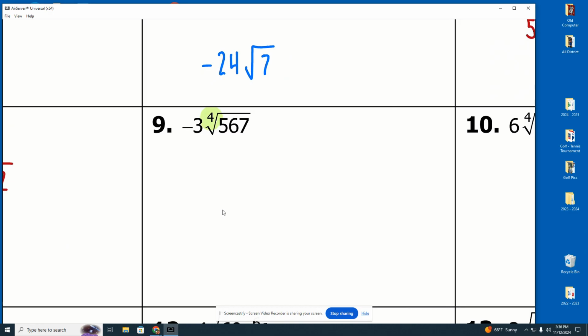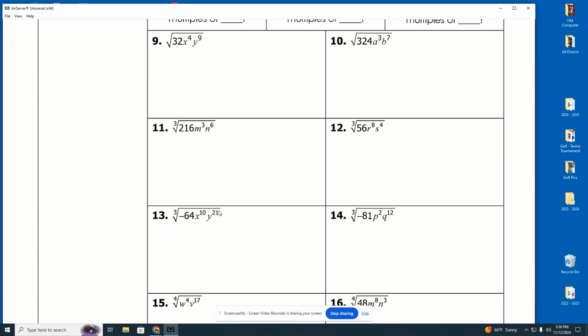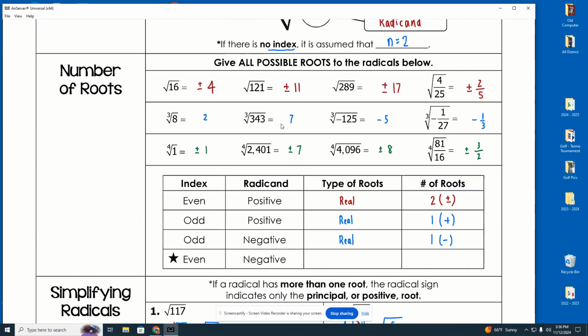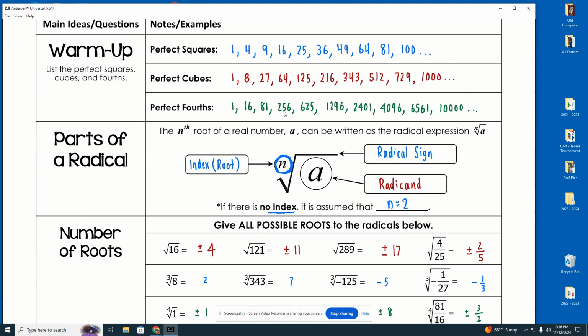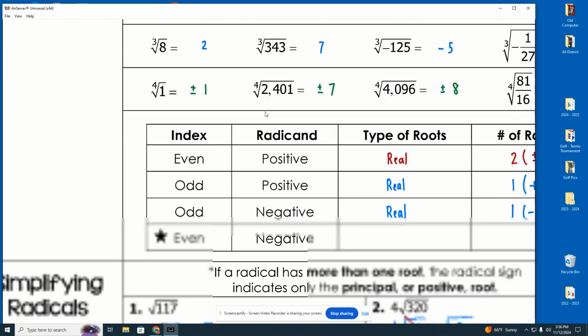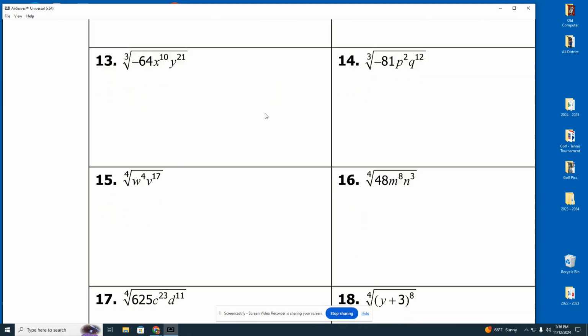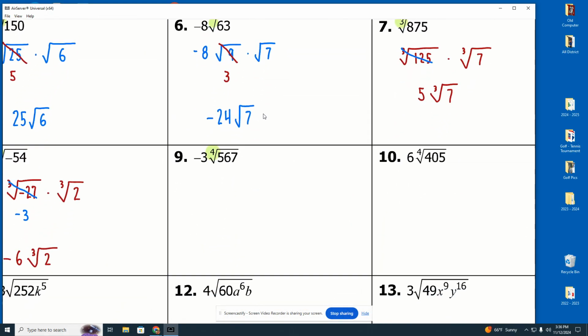567 divided by, and again, you can scroll through your list of perfect fourths. 567 divided by 256. Nope, that doesn't work. Okay, 567 divided by 81. There it is. It works. 81 goes in there 7 times. So let's scroll back up. We're going to break this down with 81 times 7.